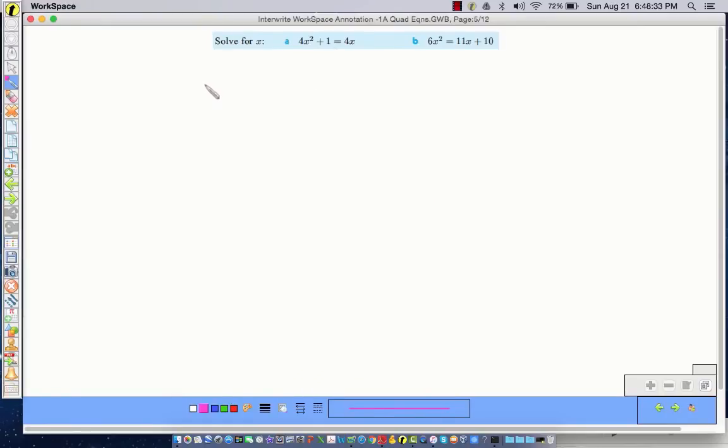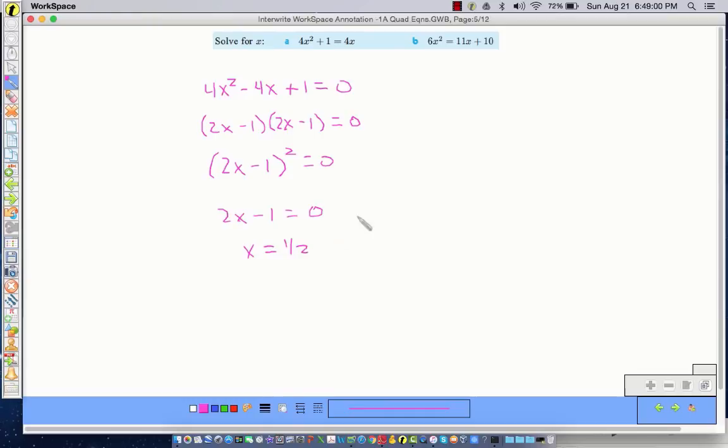Okay. Here, I'm going to set it equal to 0 by subtracting 4x from both sides. You should recognize this as 2x minus 1 times 2x minus 1, a perfect square trinomial, or more quickly, 2x minus 1 squared equals 0. So that means the only solution is when 2x minus 1 equals 0 or x equals 1/2.